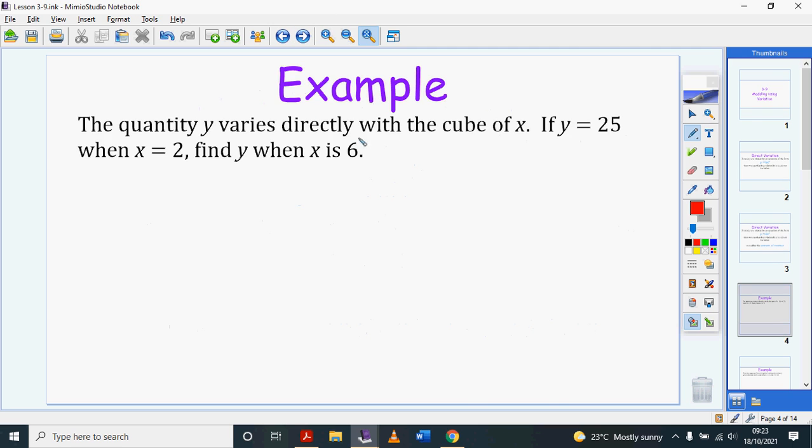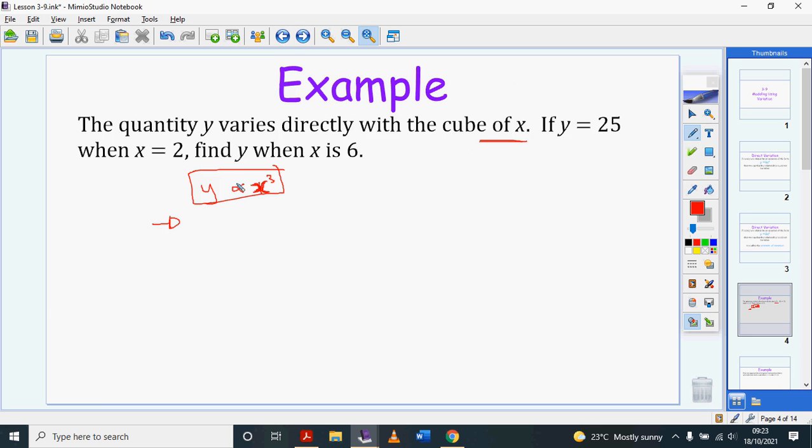If y varies directly with the cube of x, and if y is 25 when x is 2, find y when x is 6. If something is varying directly with the cube of x, then y is directly proportional to x cubed. This is the basic interpretation of that statement, but we will skip this stage in the future.